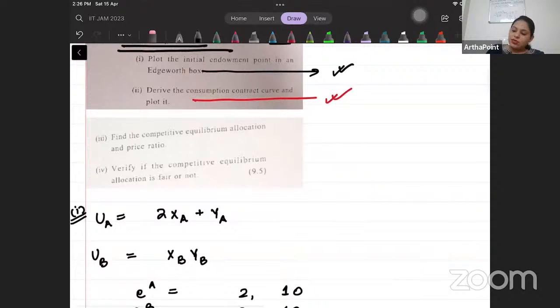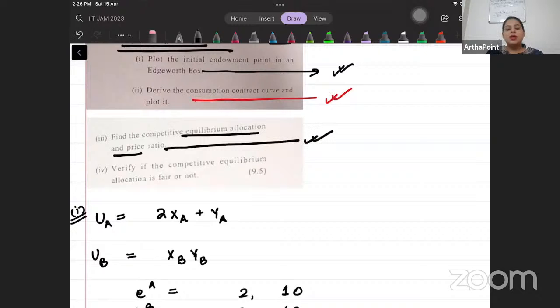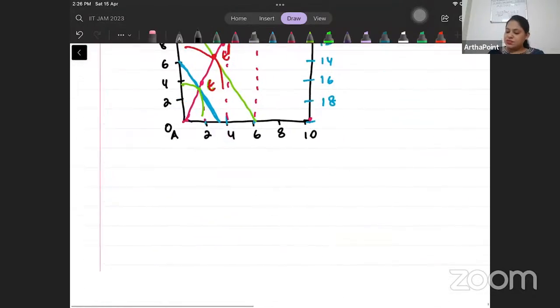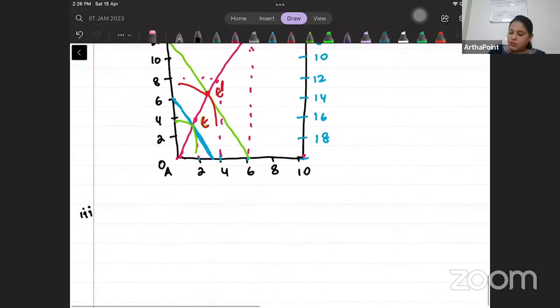Now come to the third part. Find the competitive equilibrium allocation and the price ratio. Okay, this is interesting and a little difficult. Why? Because this is not a square Edgeworth box, right? Anyways, you have to show all the steps. So let's begin. Part 3.